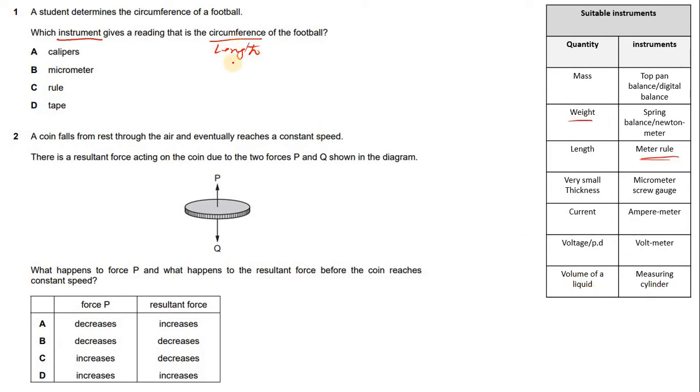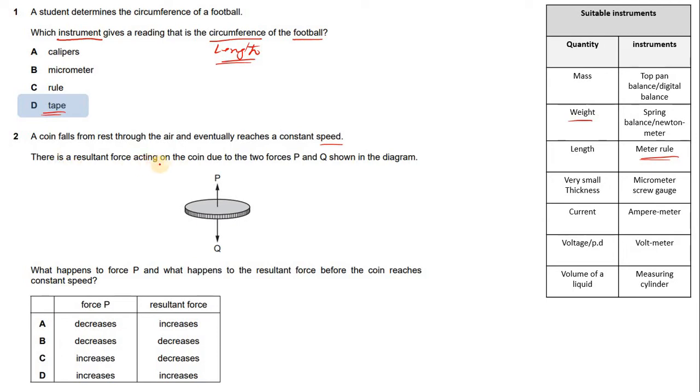Here we need to measure a length, but this is not a straight length, it is a circumference, a curved surface. So of course a ruler is not a good idea, a micrometer is for small things, a caliper is also for small things, and this is about a football. So a measuring tape is the best instrument to measure the circumference. So the option is D.